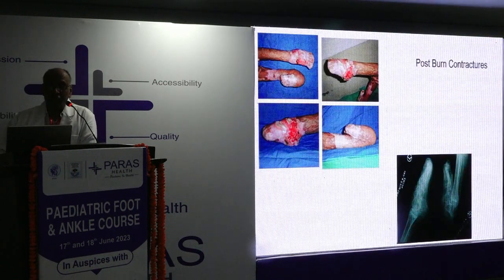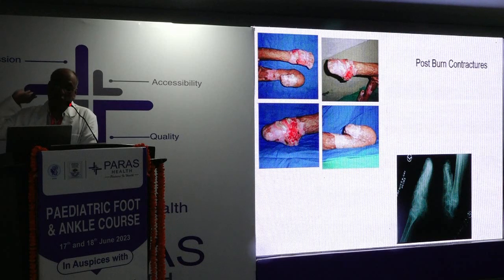The last case is actually a post-burns contracture, bilateral, and you can see that one of them has gone into extreme dorsiflexion so that the foot is actually aligned with the tibia, and the other one is in equinus.